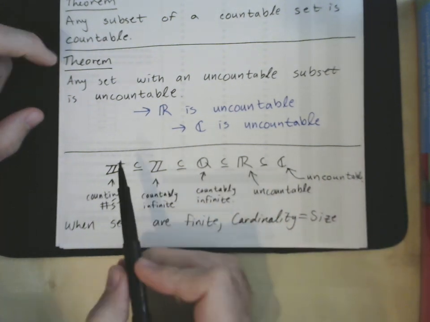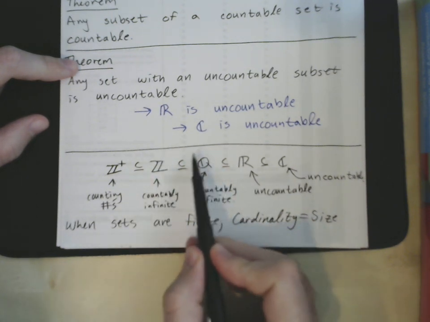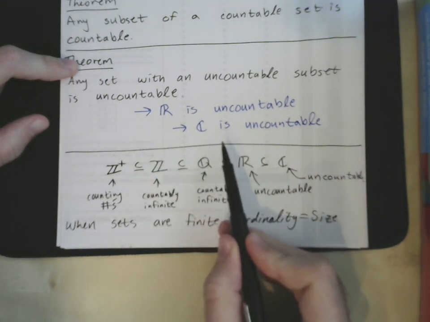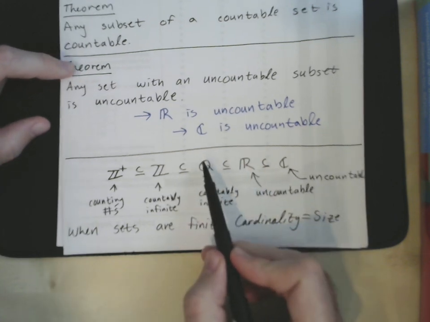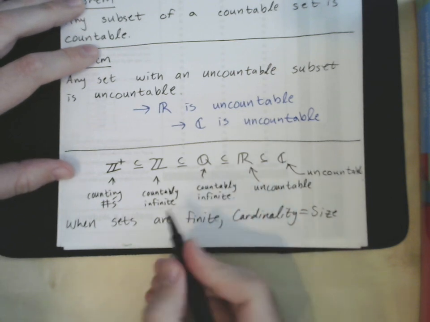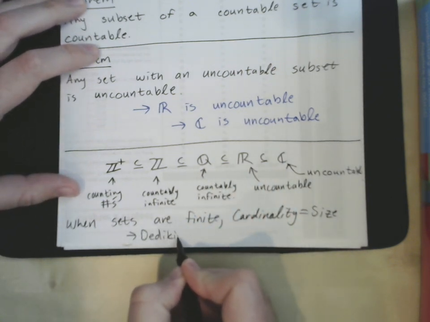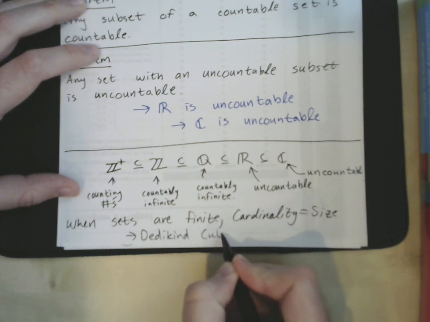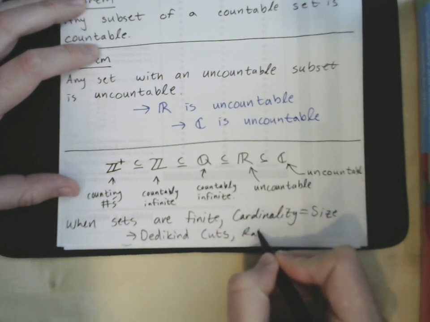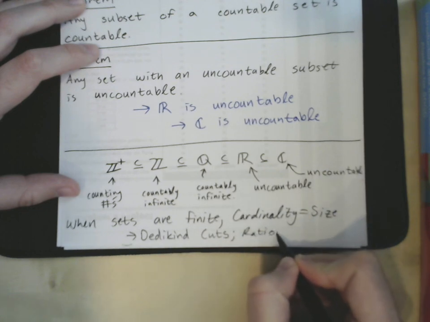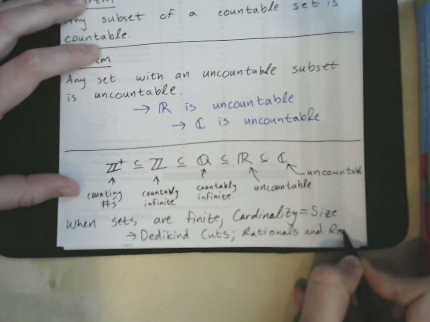And that's the issue. This has the same cardinality as this. This has the same cardinality as this. But these two things do not have the same cardinality. And if you're curious as to why they don't, you can look up something called Dedekind cuts. And this relates the rationals and reals.